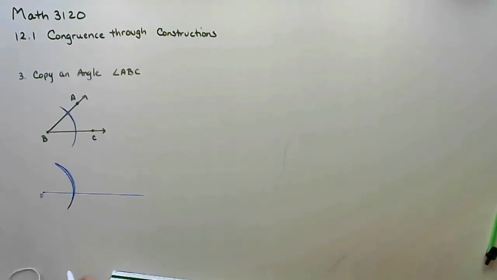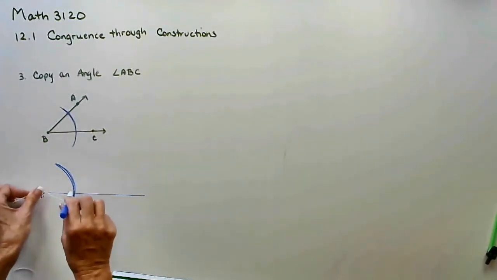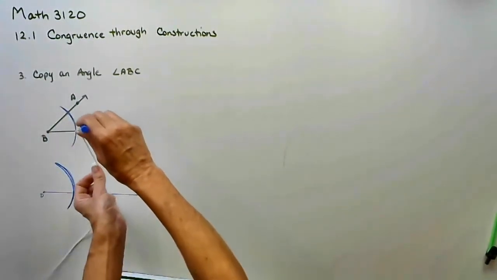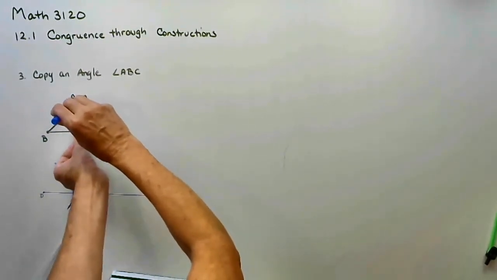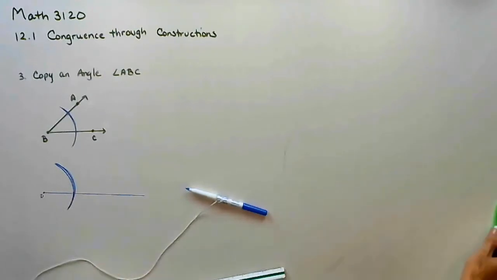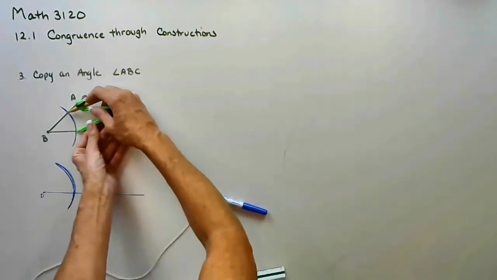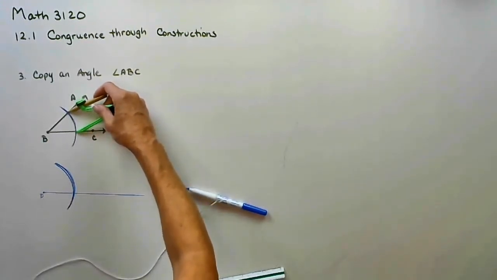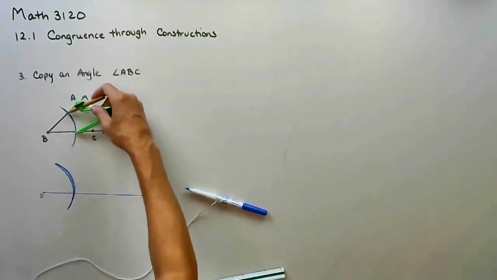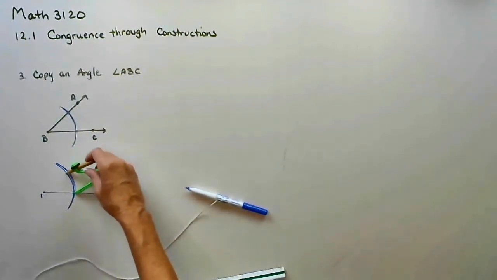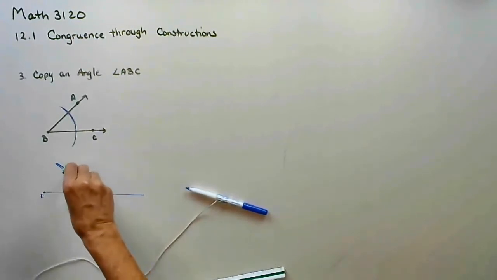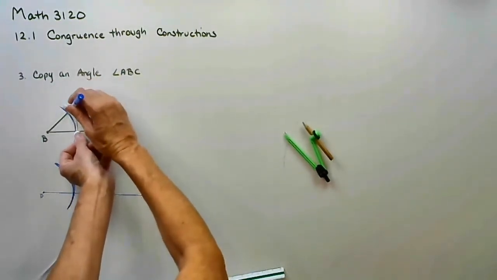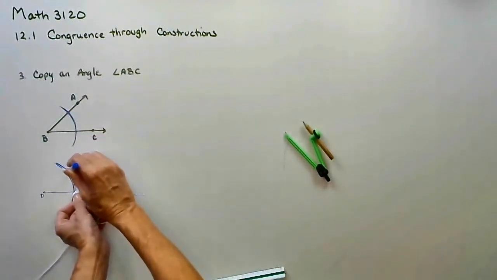Now that I have that, and I guarantee that this side length from here to here is exactly the same, now I'm going to measure how wide the angle opens. So I'm going to put my compass down. Okay, I'm going to open it up to however wide that angle is. And I'm going to take it, and I'm going to make a mark. It's the same as opening this up. Bring it down here, make a mark.